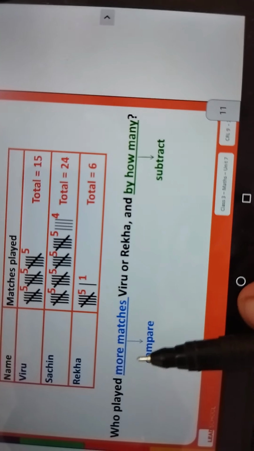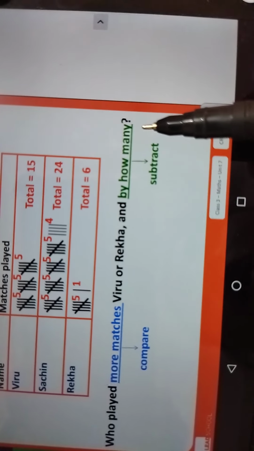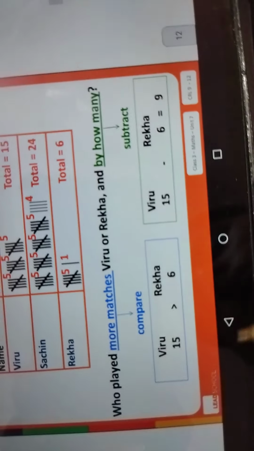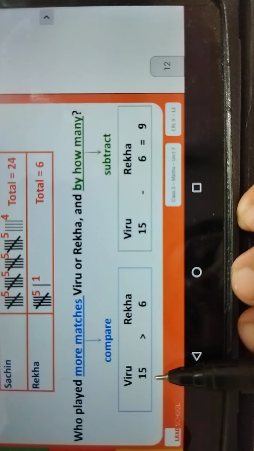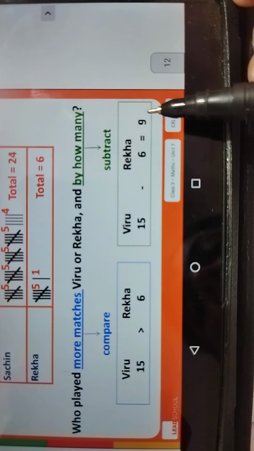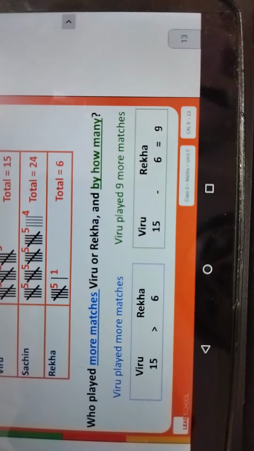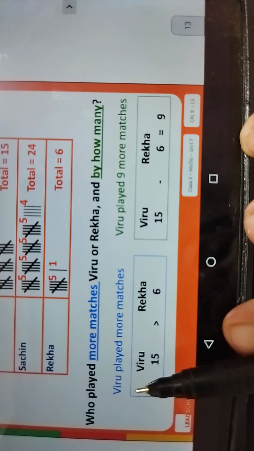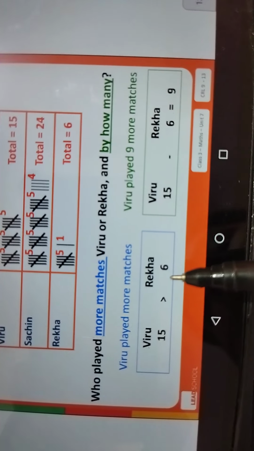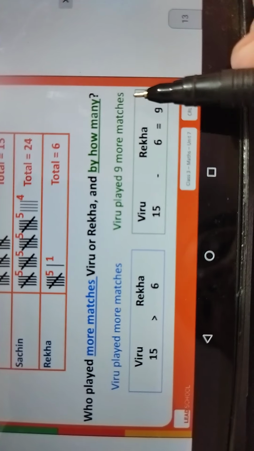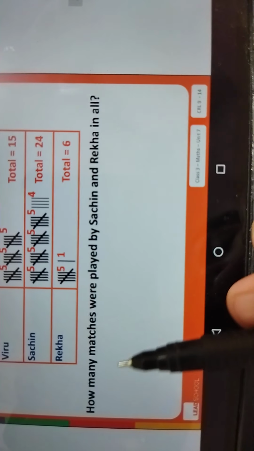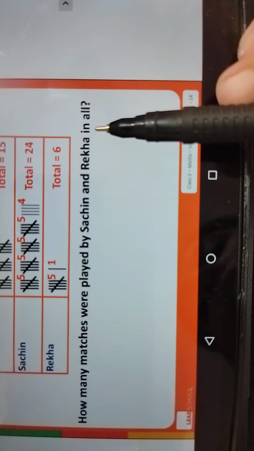So more matches, compare, and by how many, subtract. Now compare Viru and Rekha. Viru played 15, Rekha 6. 15 minus 6 is equal to 9. So Viru played more matches than Rekha. Viru played 9 more matches. Okay. Now, how many matches were played by Sachin and Rekha in all?